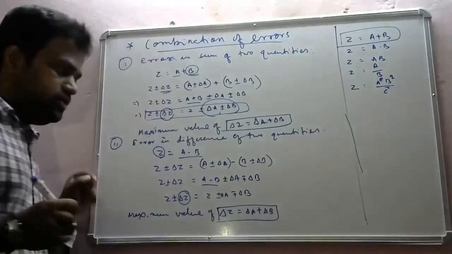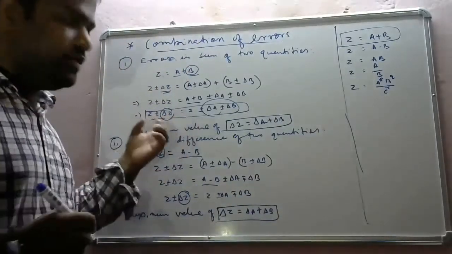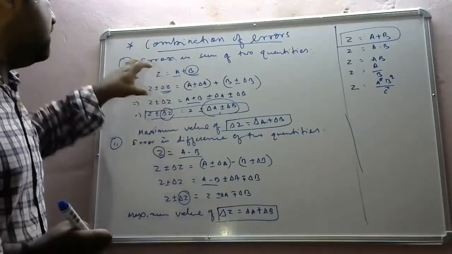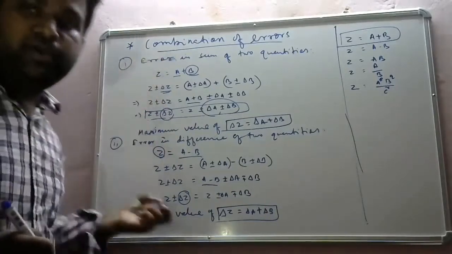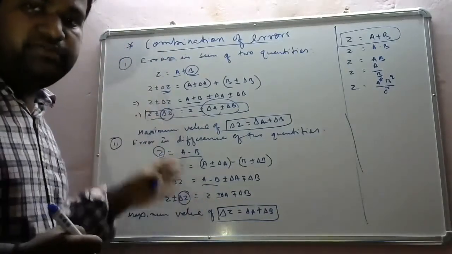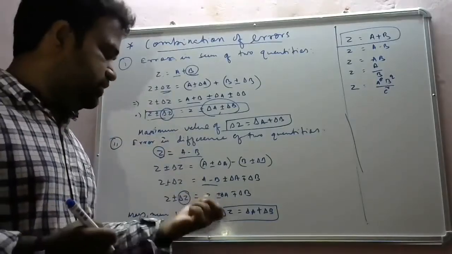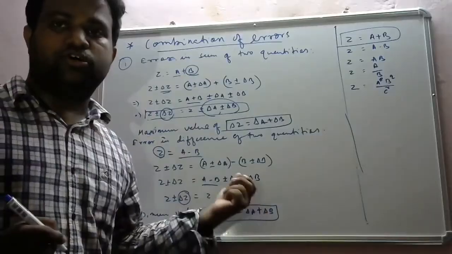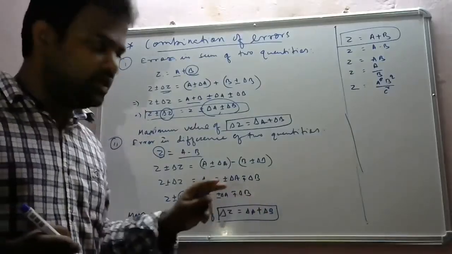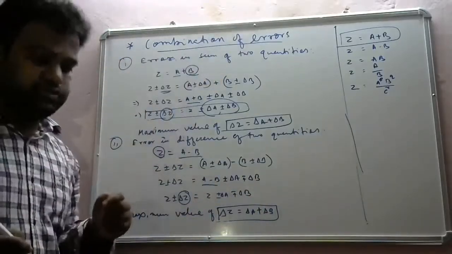So here we can conclude that for both sum and difference we are getting the same delta Z. Okay, the error in the result will be the sum of individual errors. Clear? Now we'll go for the product.